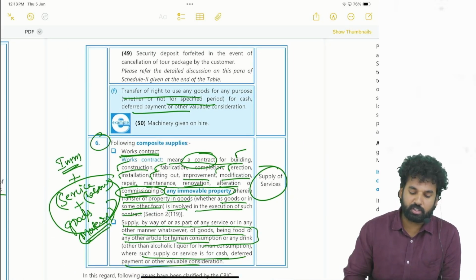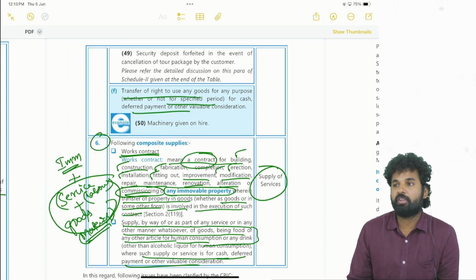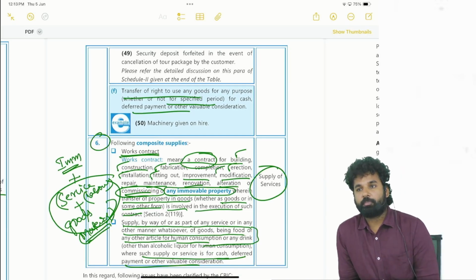Now lastly, sixth one, which is composite supply, wherein we have discussed regarding works contract, where goods are involved, service is also involved with respect to an immovable property. It may be construction, renovation, fabrication, commissioning, installation, whatever it may be with respect to immovable property. Then it is a works contract service. It is a supply of service. At the same time, restaurant and catering services, where the food and beverages are being supplied along with the service, will be treated as supply of service.